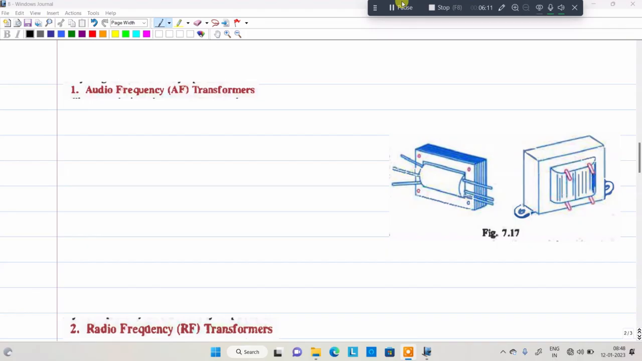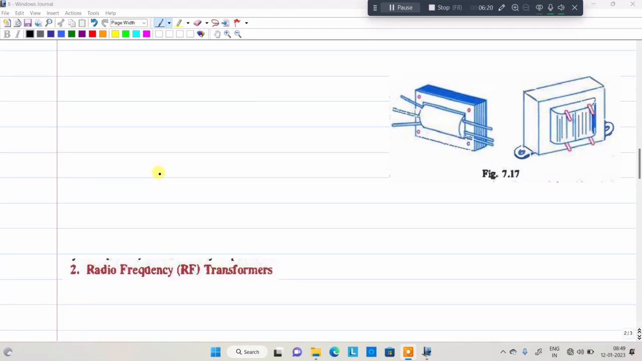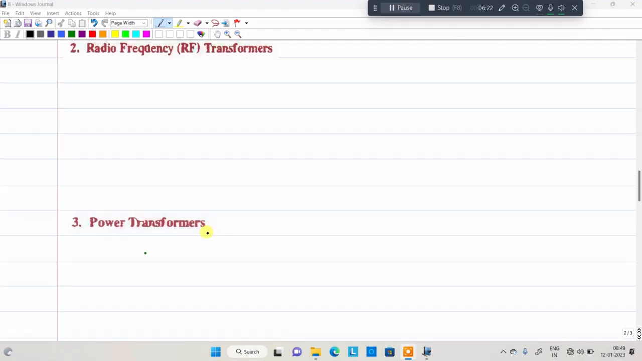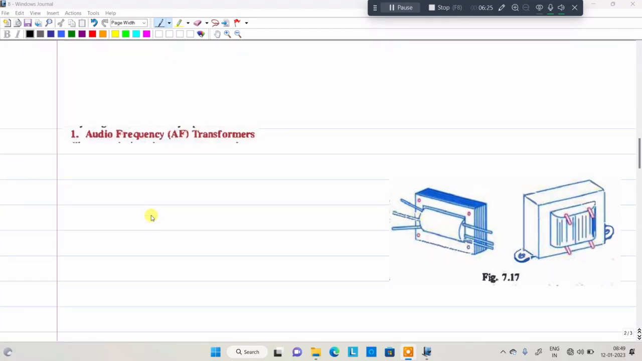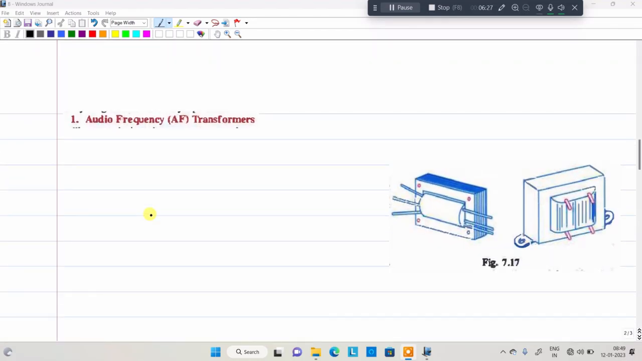So next, based on the frequency, we classify transformers into three types: audio frequency transformer, radio frequency transformer, and then power transformer. These three types of transformer we are going to discuss.